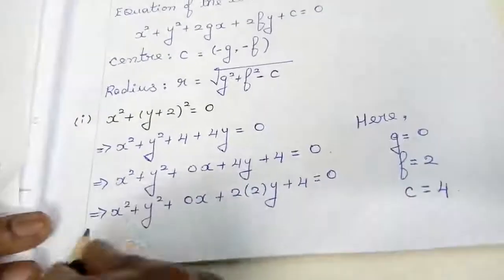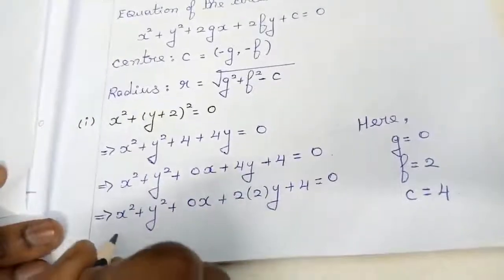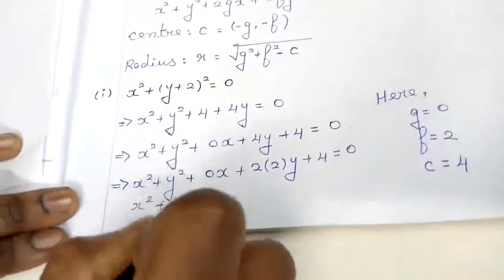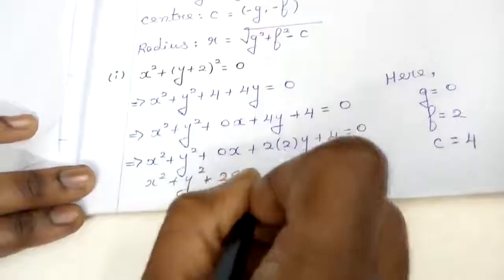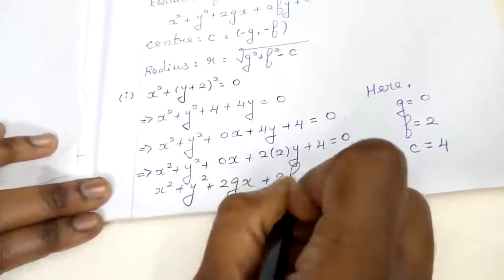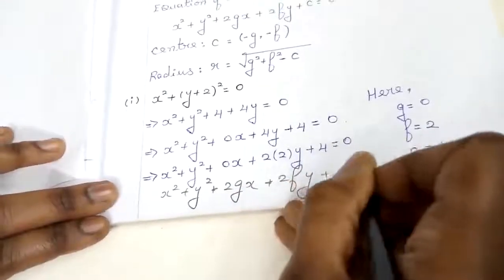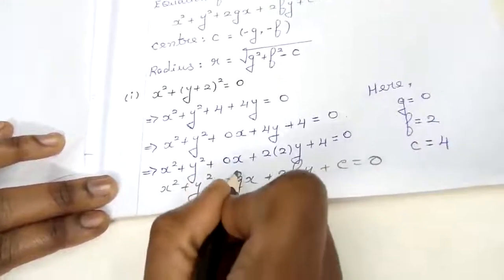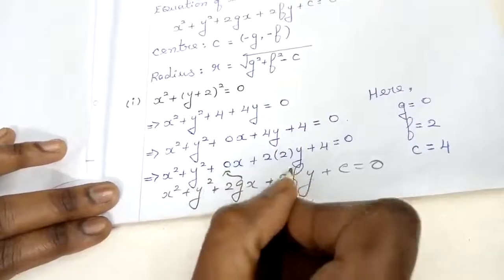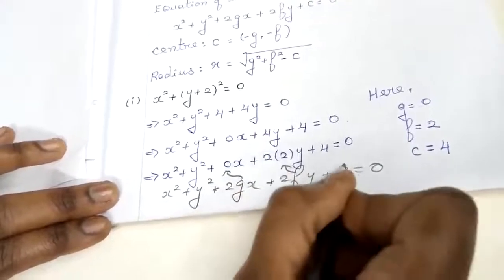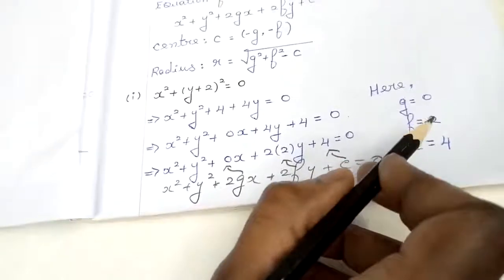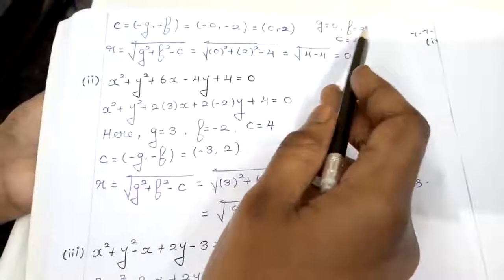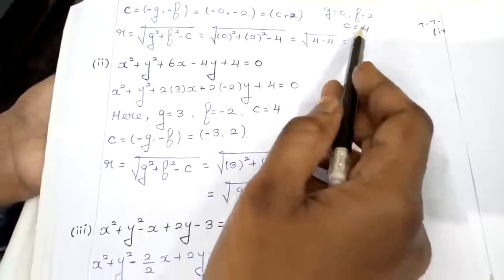That is, this particular equation is in the form x square plus y square plus 2gx plus 2fy plus c equal to 0. Here in place of g you have 0, f is 2 and c is 4. The main idea here is we want the values of g, f and c. We found g equal to 0, f equal to 2 and c equal to 4, students.